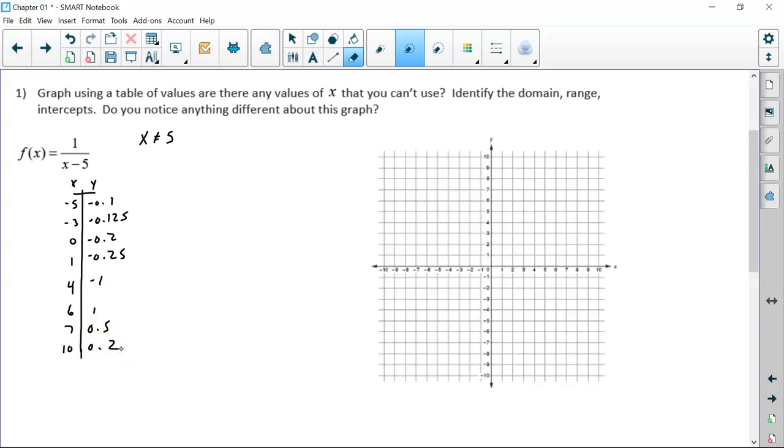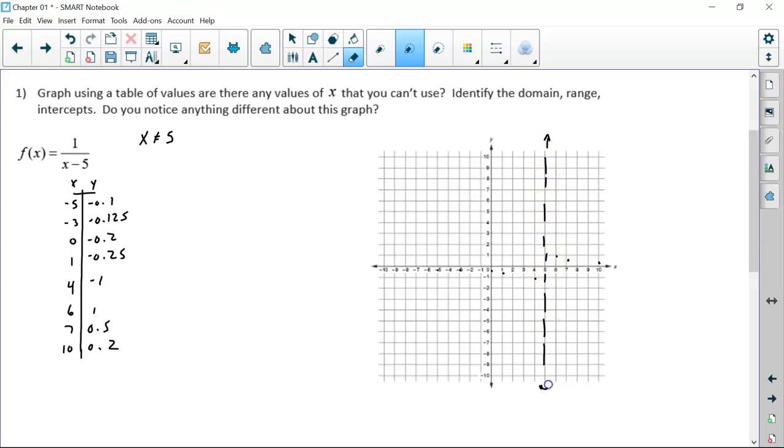So looking at these values, when we're at negative 3, we're at negative 0.125. When we're at 0, we're at negative 0.2. When we're at 1, we're at negative 0.25. Now when we go to 4, we're at negative 1. And when we get to 6, we're at positive 1. When we're at 7, we're at 0.5. At 10, we're at 0.2. If you were to look at the graph on your calculators, you can see that nothing is occurring when x equals 5.